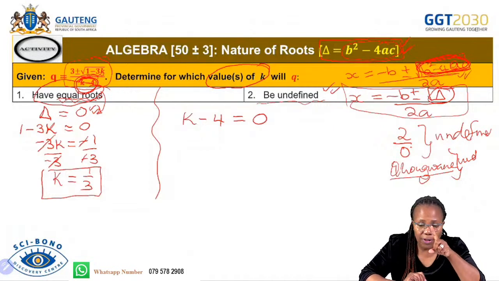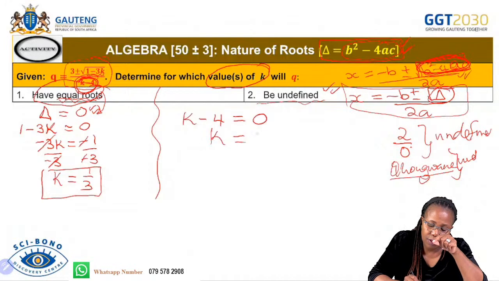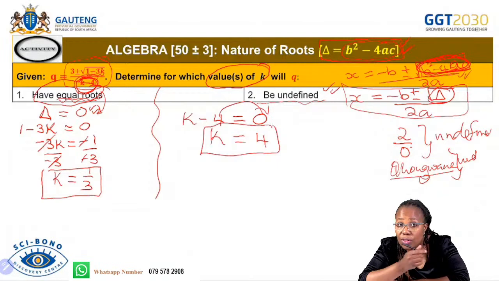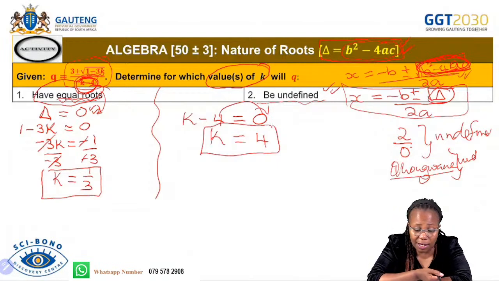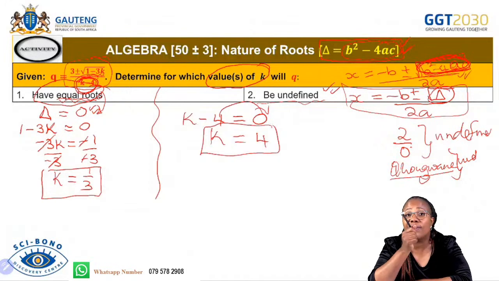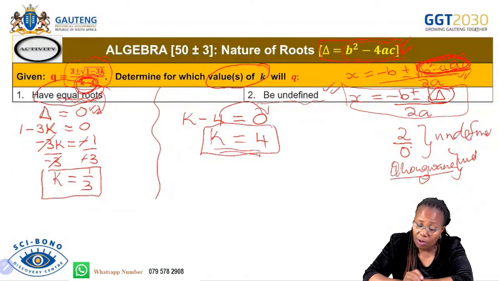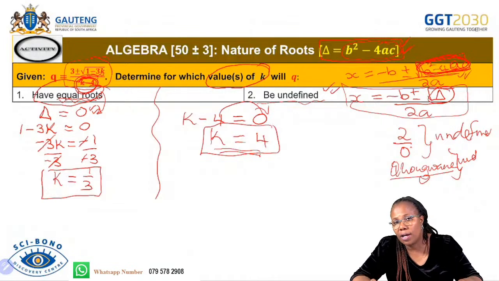And then solve for k now. Therefore, k is equal to 4. We have just transposed this to the right. Can you see why we're saying that? If k becomes 4 here, that will be 4 minus 4, which gives us a 0. Then that will be undefined. So if k is 4, this expression will be undefined.